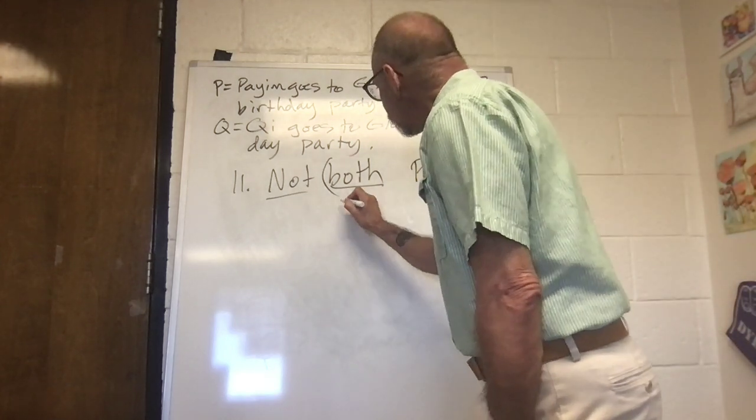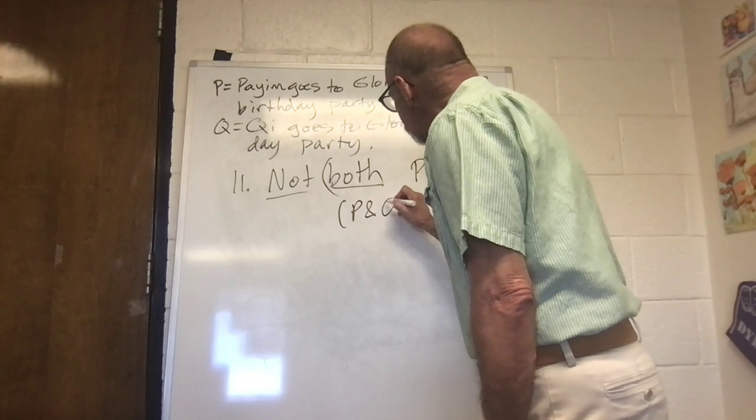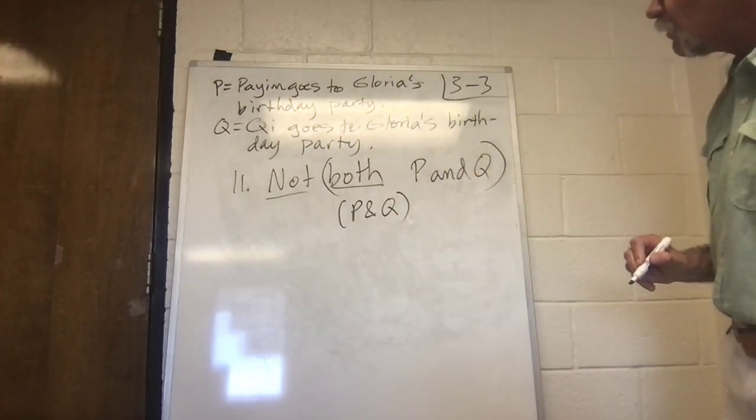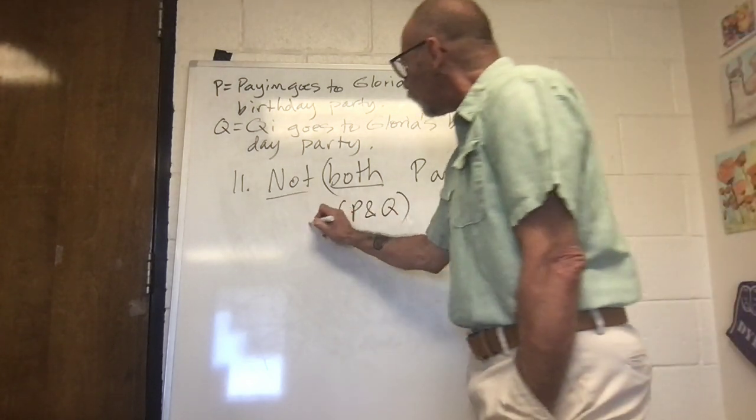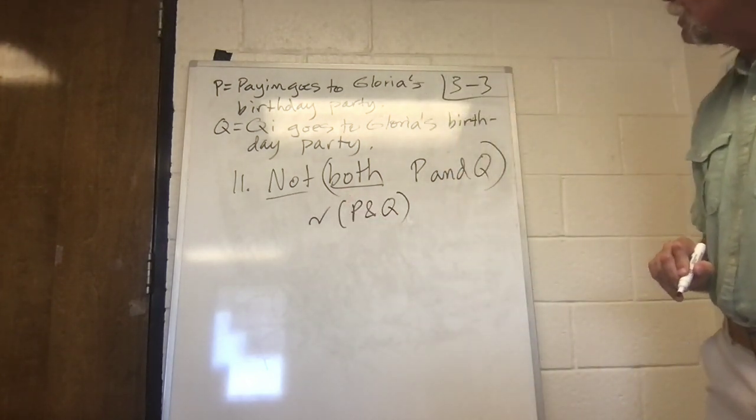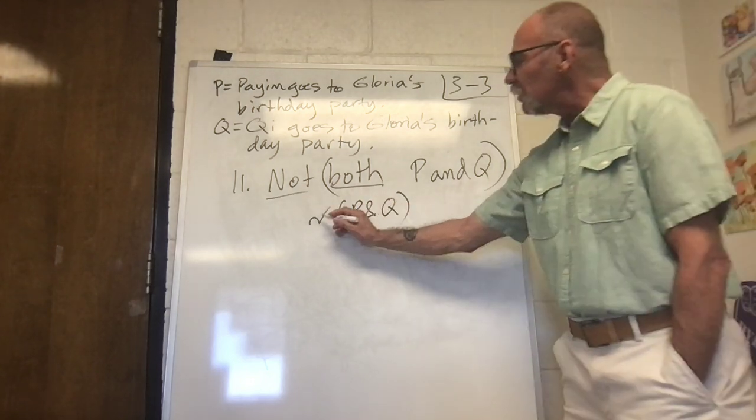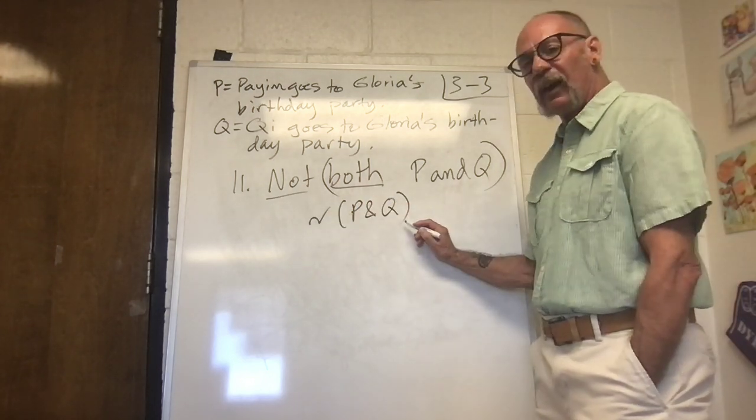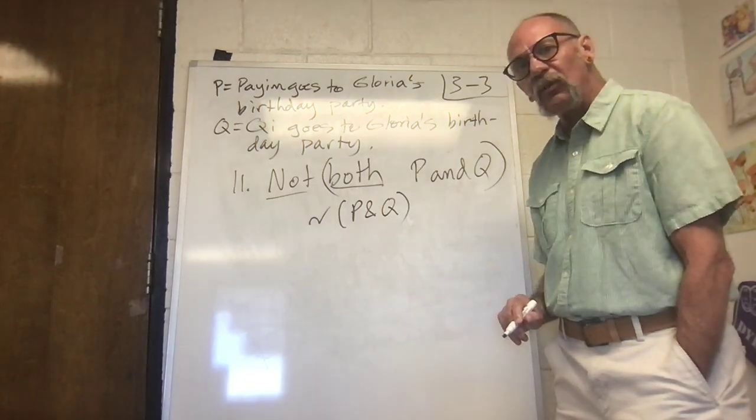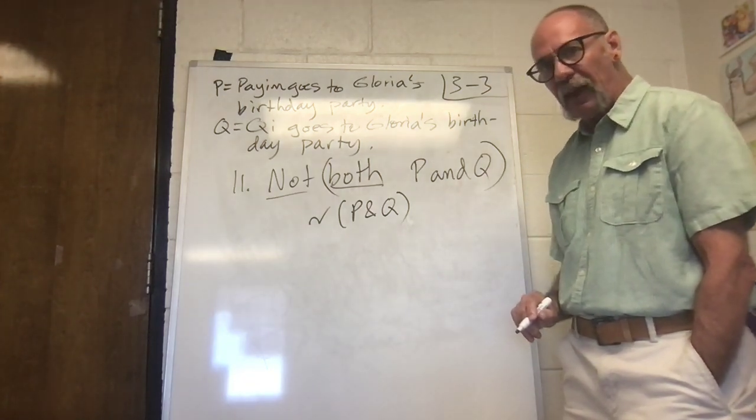Well, what's that conjunction? Both P and Q, of course. We would write that as P ampersand Q. We're going to group that inside of parentheses so that then when we put the negation sign in front of the parentheses, we've made it clear that the negation sign applies to the entire conjunction. It doesn't just apply to P, it applies to the conjunction P ampersand Q.